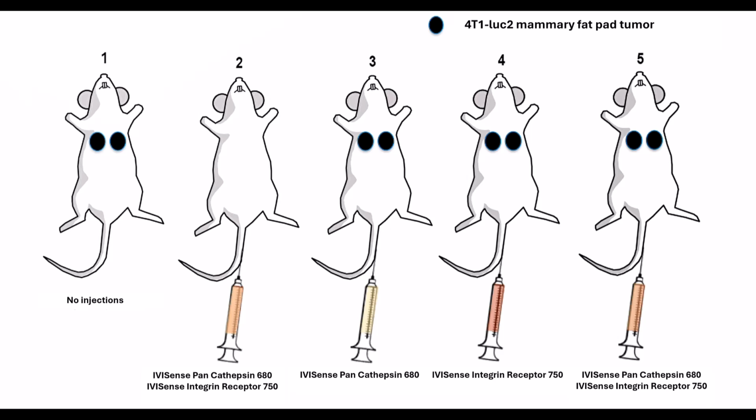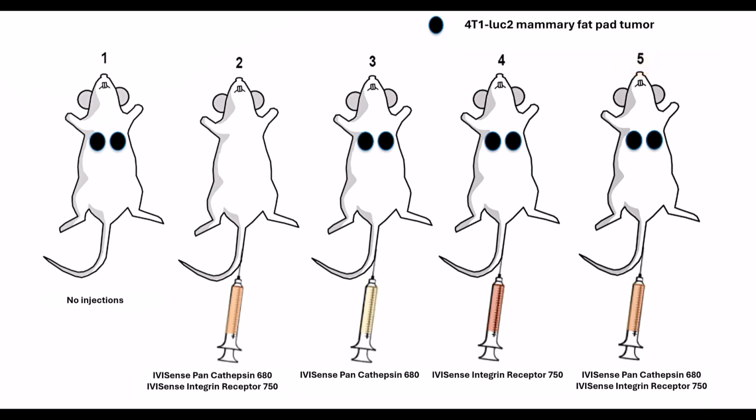We will have 5 animals. Mouse 1. A naive control bearing a subcutaneous mammary fat pad 4T1 Luc2 tumor, with no probe injection. Mouse 2. A negative control lacking a tumor but injected with both probes. Mouse 3. A positive control, bearing a tumor and injected with only the IVIS pancathepsin 680 probe. Mouse 4. A positive control, bearing a tumor and injected with only the IVIS integrin receptor 750 probe. Mouse 5. A positive control bearing a tumor and injected with both probes.